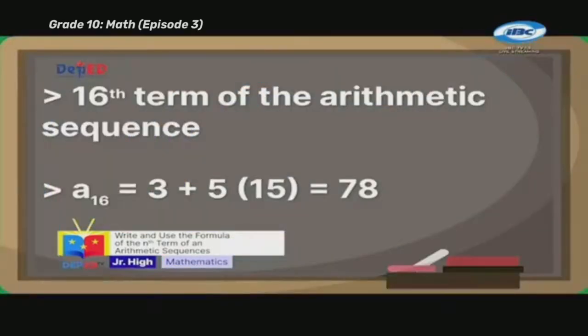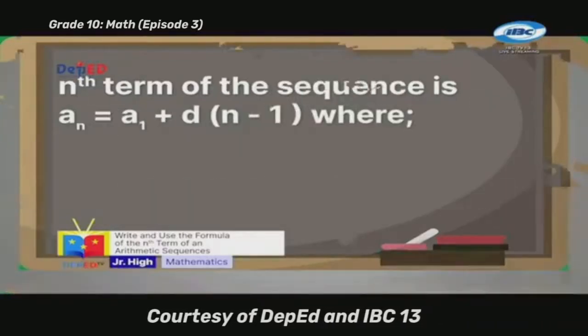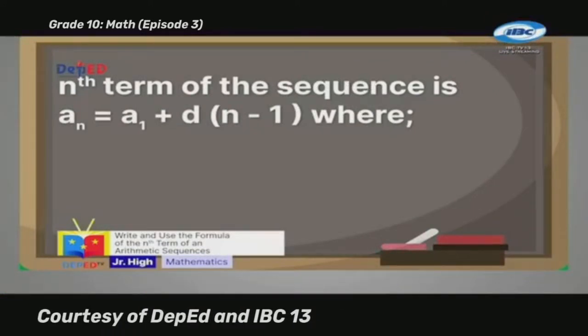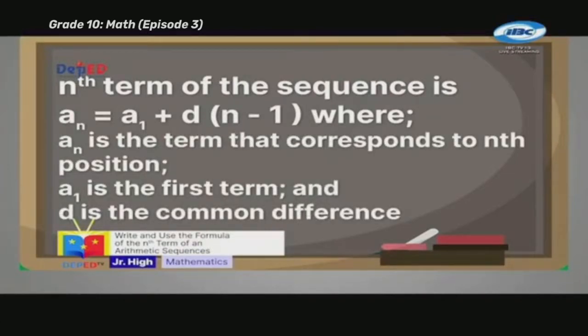Thus, if we find the 16th term of the arithmetic sequence, then a sub 16 is equal to 3 plus 5 times 15, that is equal to 78. We can conclude that using the pattern observed, the nth term of the sequence is a sub n equal to a sub 1 plus d times n minus 1, where a sub n is the term that corresponds to the nth position, a sub 1 is the first term, and d is the common difference.